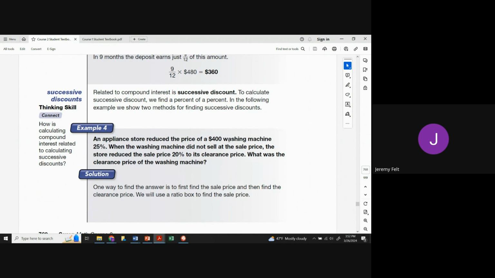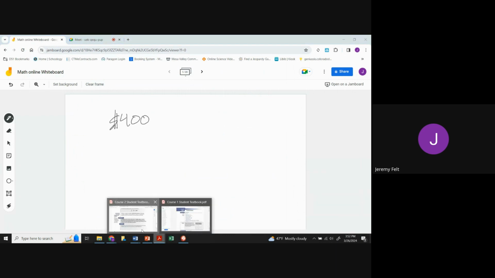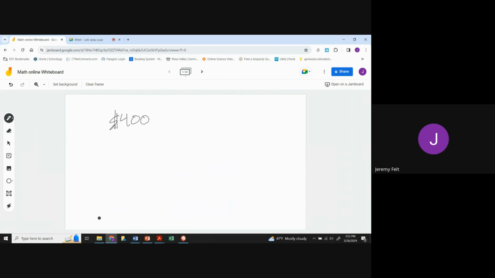We're taking a discount off of a discount, basically. So an appliance store reduced the price of a $400 washing machine 25%. When the washing machine did not sell at that price, the store reduced the price 20% to its clearance price. What was the clearance price of the washing machine? So we start at $400, and it reduced the price 25%. So we don't multiply by 0.25, we're multiplying it by 0.75, because if it's 75% of the original rate, it's 25% off.